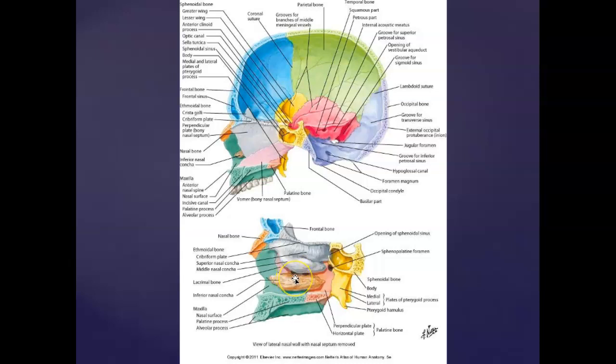There's an anterior and posterior ethmoidal foramen. This is in the orbit. If we go back to, if I can find my orbit picture.